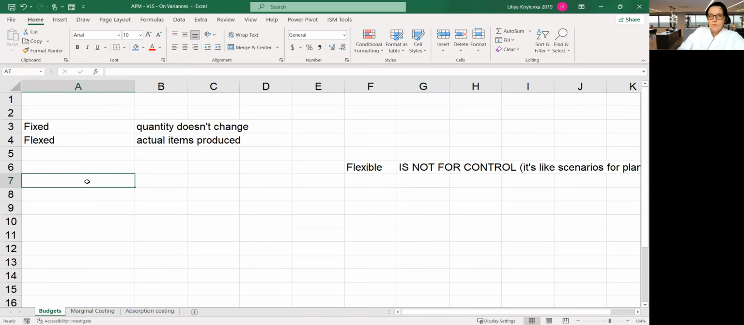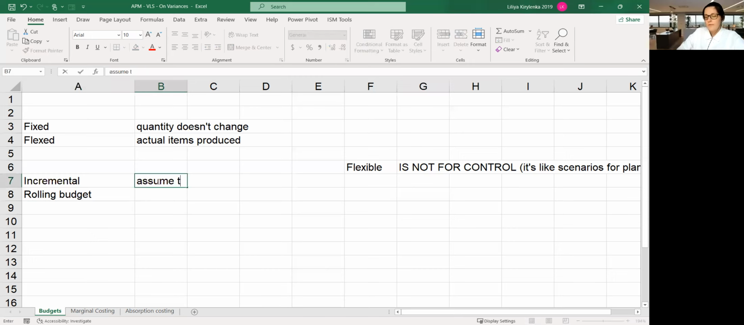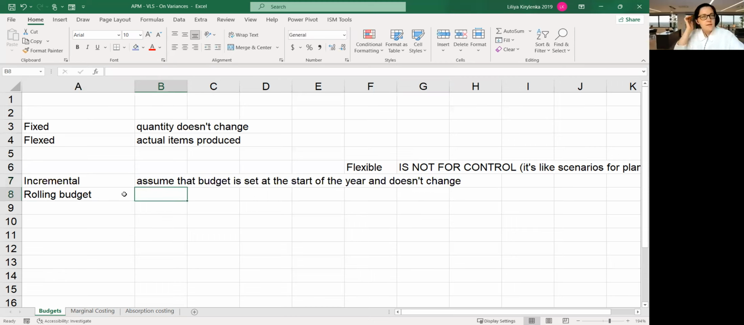Now, when we talk about the logics of how we make budgets, it can be incremental versus rolling budget. The questions that ask like that assume that incremental budget is set at the start of the year and doesn't change. And rolling budget is contradicting incremental budget in this aspect of change. So updated regularly.